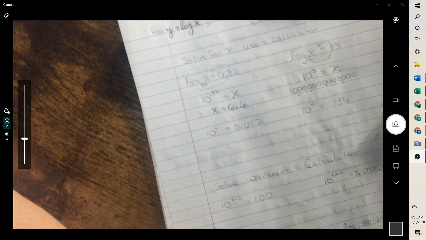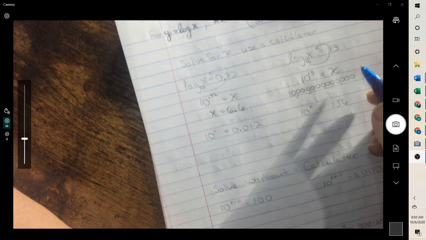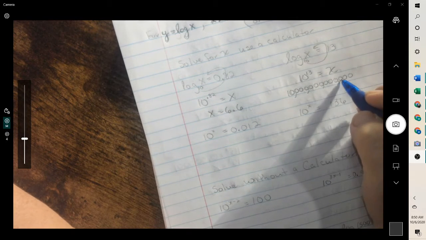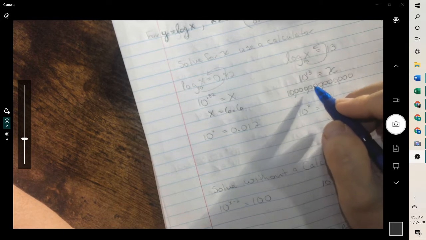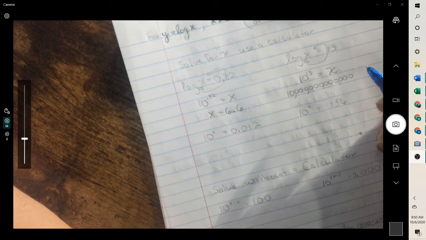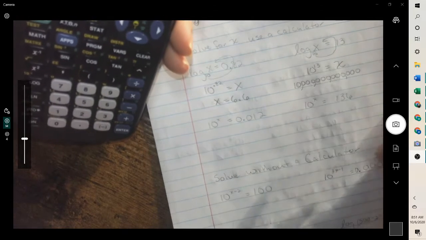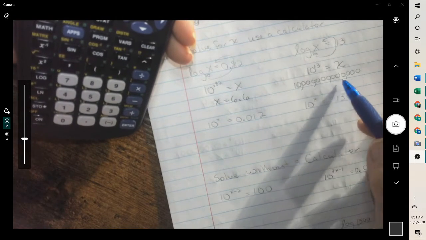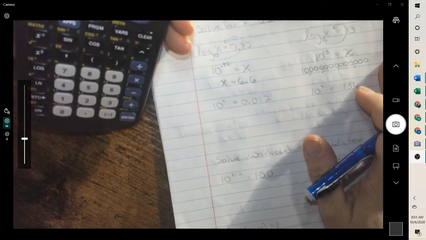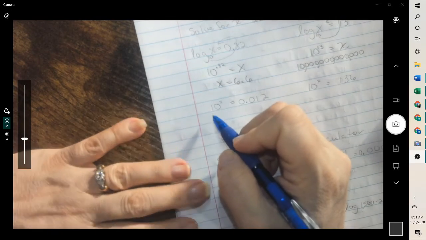Thousand, million, billion, 10 trillion. 1, 2, 3, 4, 5, 6, 7, 8, 9, 10, 11, 12, 13. Okay. Oh, that makes sense because terabytes is 12. These ones, we need to go the other way. Because the x is in the exponent, we need to rewrite it.